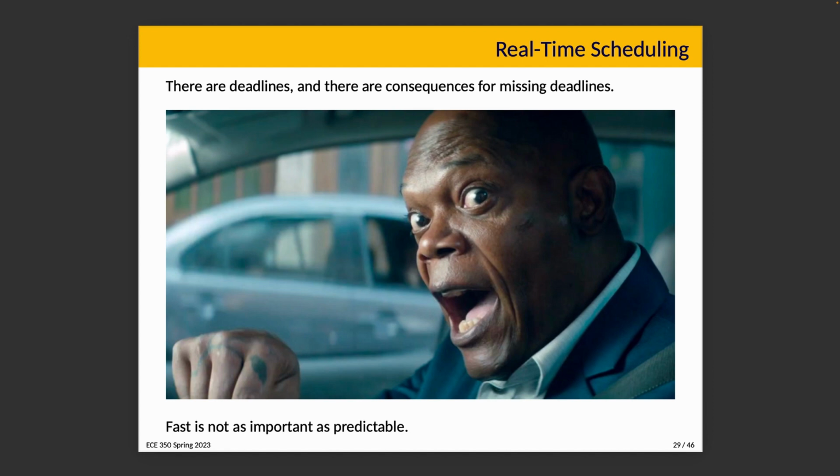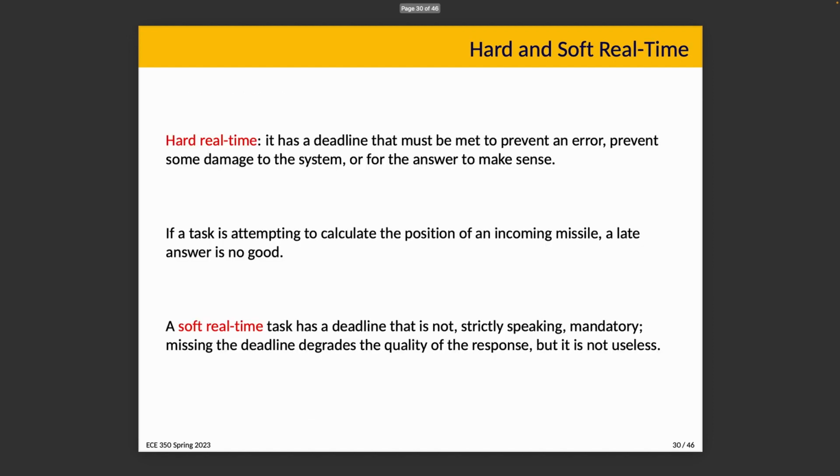Here's the first of many examples where maybe I can't say the caption out loud because it involves some bad words. But when we talk about real-time systems, right, we say that they deal with tasks. And task is just a way of saying something that needs doing. And tasks are divided into a couple of categories, and we call them hard and soft real-time categories. If a task is hard real-time, then a late answer is useless. It has a deadline that has to be met to prevent an error, prevent some damage to the system, or for the answer to make sense. If we're trying to launch a satellite into orbit, if we don't have the calculation of when to fire the thrusters ready in time, the calculation is not useful and it needs to be repeated. If we are trying to calculate the position of an incoming missile, a late answer doesn't do us any good.